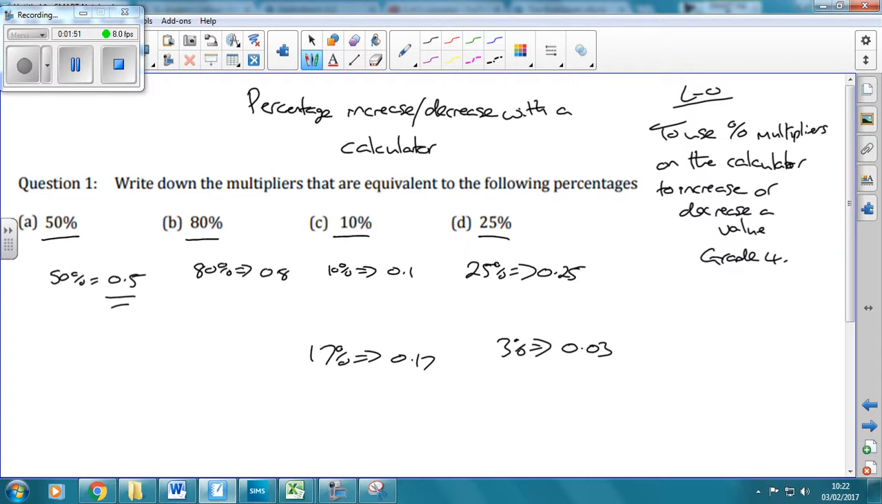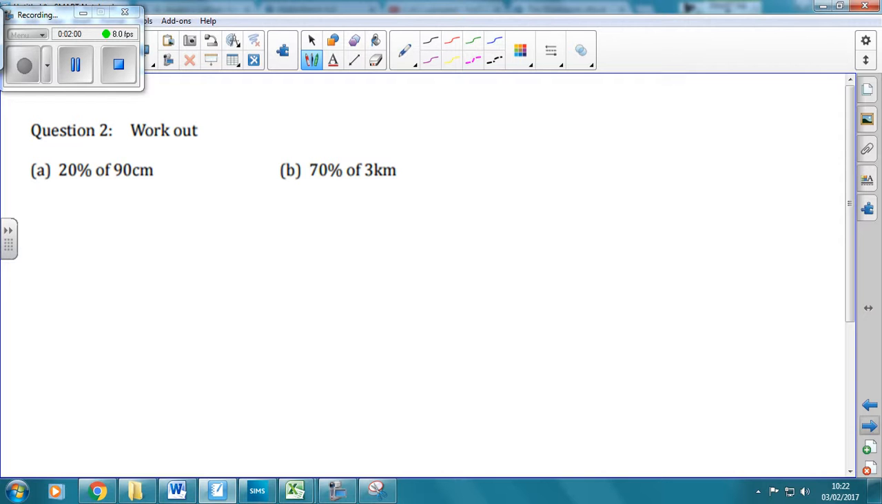Now, it's all very well being able to find the multiplier, but what the multiplier is used for is the key in this lesson. So if we have a look at the next one, we're going to work out 20% of 90. The first thing we do is work this out as a multiplier. So 20%, as we've learned on the previous page, equals 0.2. So to work out 20% of 90, we do 0.2 times 90. On the calculator, that gives us 18, or 18 centimetres if we use the units here. So it's a very, very quick way of finding percentages.